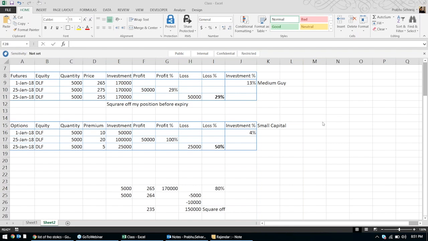What is the upper circuit, lower circuit? No upper circuit, no lower circuit. You can trade. The price can go to any extent. This 10 rupee, if you put a right bid, 10 can become 100 also.